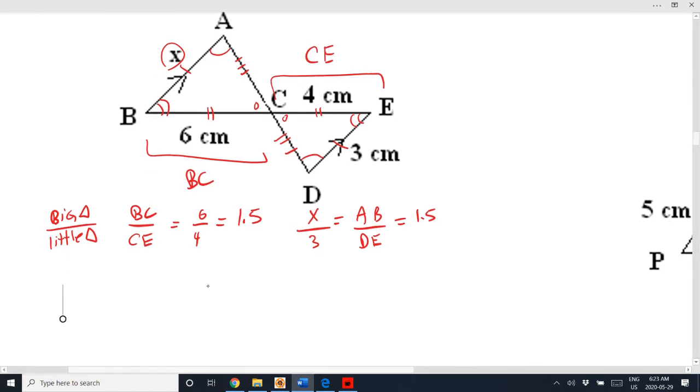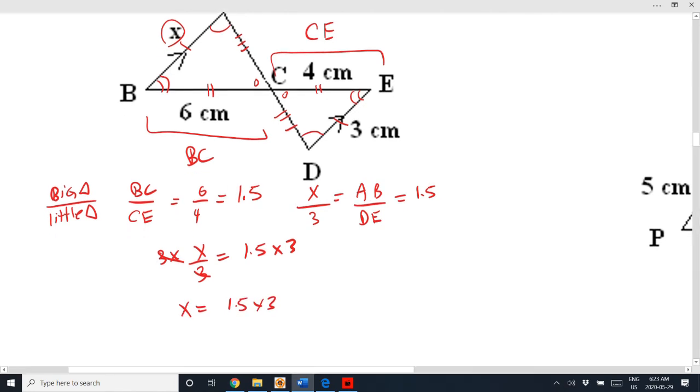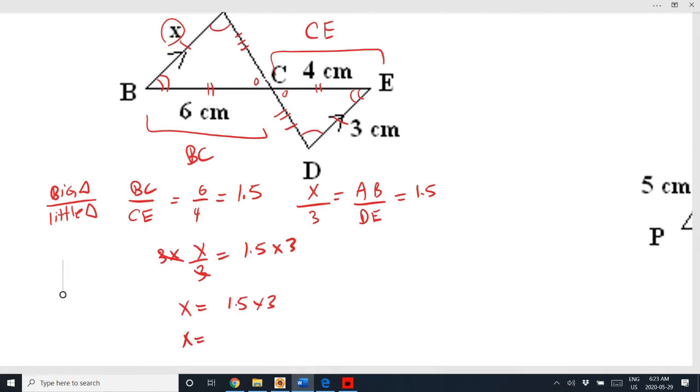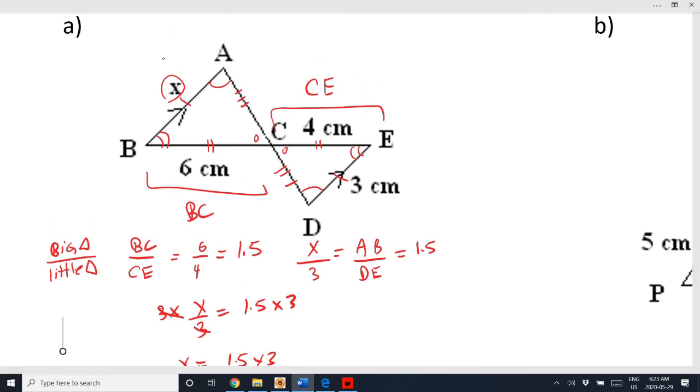So we can solve this. We have X over 3 is equal to 1.5. So we just need to solve for what this is. And to do that, we're just going to multiply 3 on both sides. So these are going to cancel. We're going to get X is equal to 1.5 times 3. So therefore, X is equal to 4.5. So we know that this value here is 4.5.